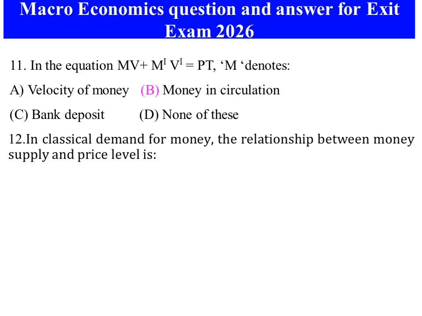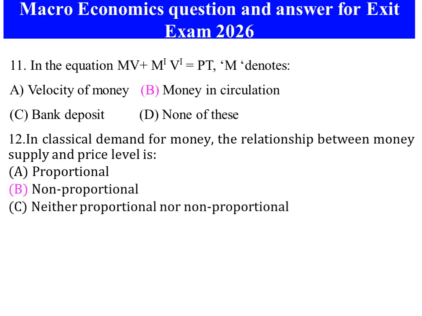Number 12, in classical demand for money, the relationship between money supply and the price level is A. Proportional, B. Non-proportional, C. Neither proportional nor non-proportional, D. None of the above. The answer is non-proportional.